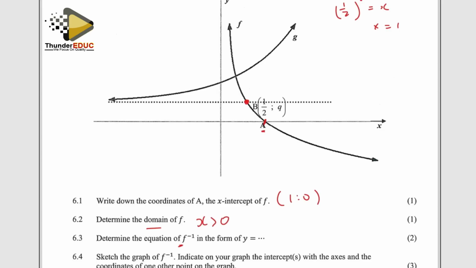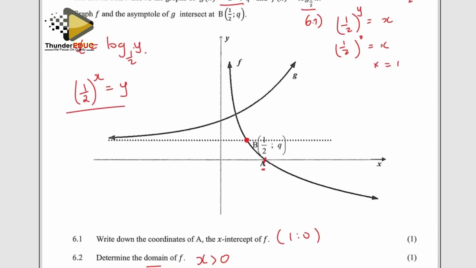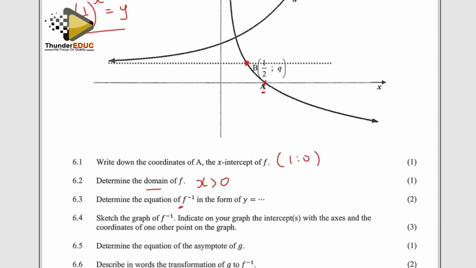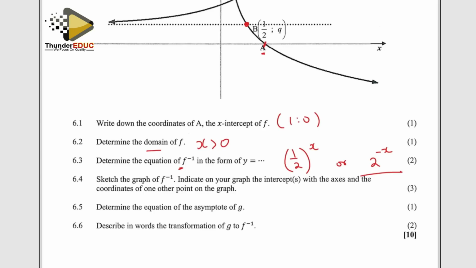Then they want us to get the inverse. So with the inverse, what we do, just switch around. So what is x becomes y. And then what is y becomes x. And then let's write this in exponential format. So a half to the x is equal to y. So that is what they want. So y is equal to a half to the exponent of x. Or alternatively, you can just write it as 2 to the negative x. No problem.